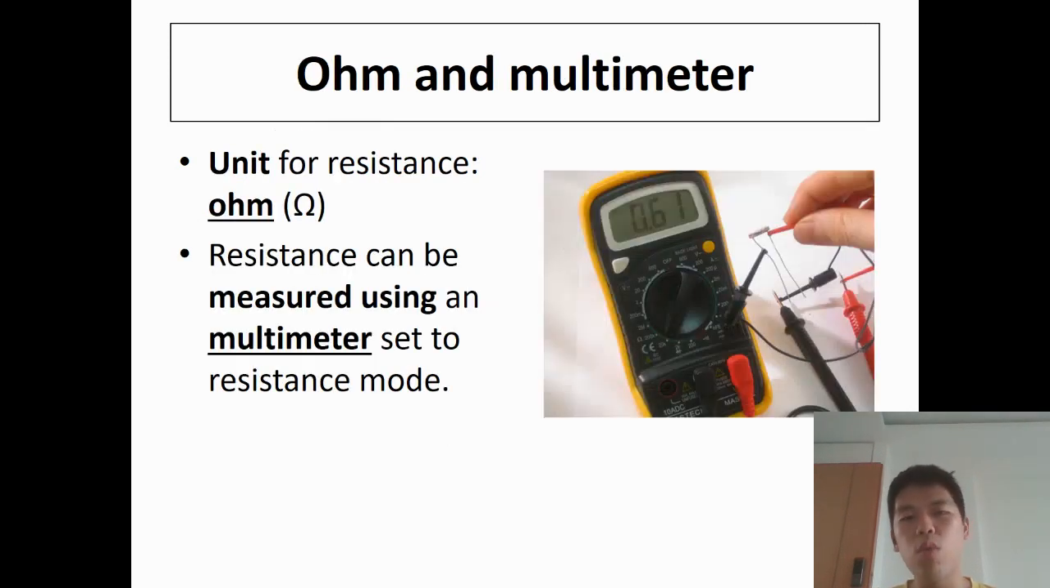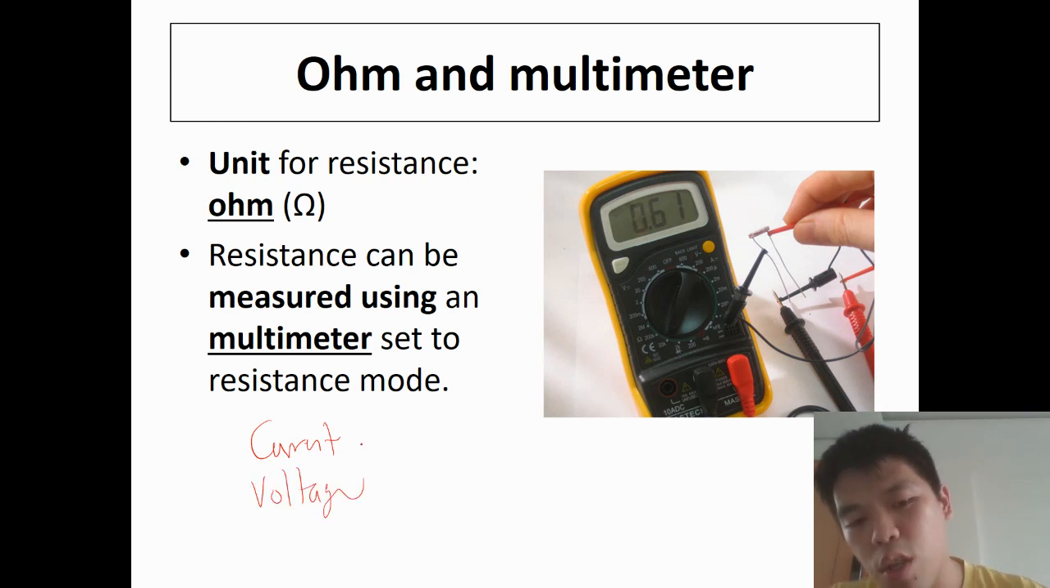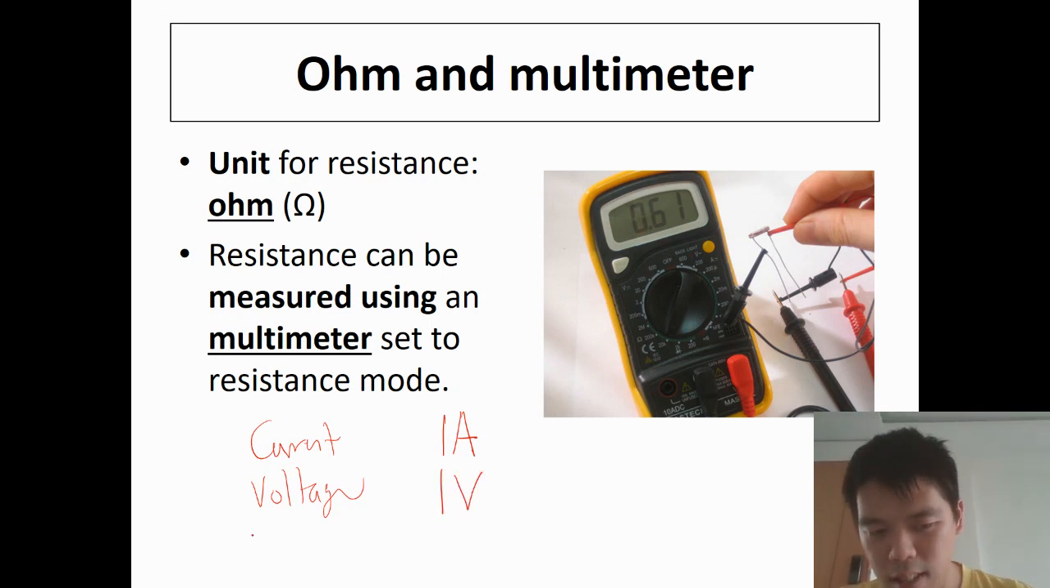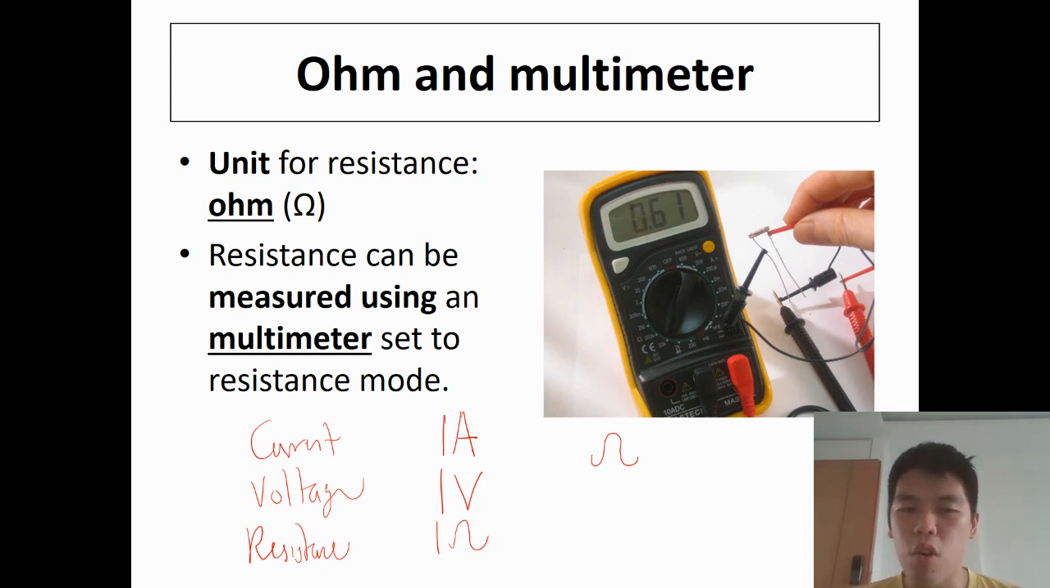So what is the unit we use for resistance? Remember current and voltage, we use different units. For current, we write ampere. For voltage, we write volts. But for resistance, we write it as ohm. So how do we write this? This is like an octopus. Okay, ohm.